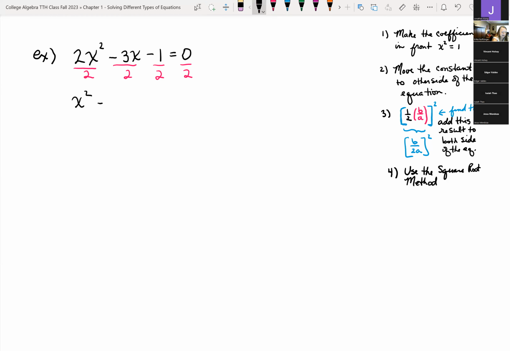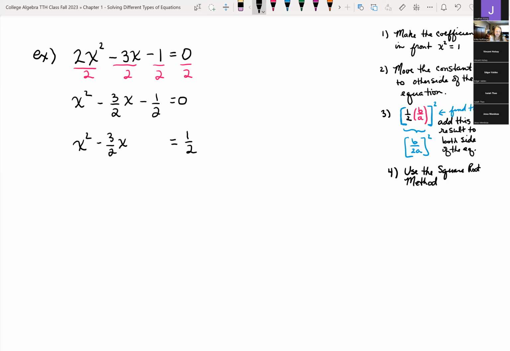So I have x squared minus 3/2 x minus 1/2 equals 0. Once you've gotten that coefficient in front of the x squared to be 1, we want to move the constant to the other side of the equal sign. So that's telling me I want to add 1/2 to both sides. So I have x squared minus 3/2 x, and I'm going to leave a space here so that I can add the number that would make it a perfect square, is equal to 1/2. So we've moved the constant to the other side.